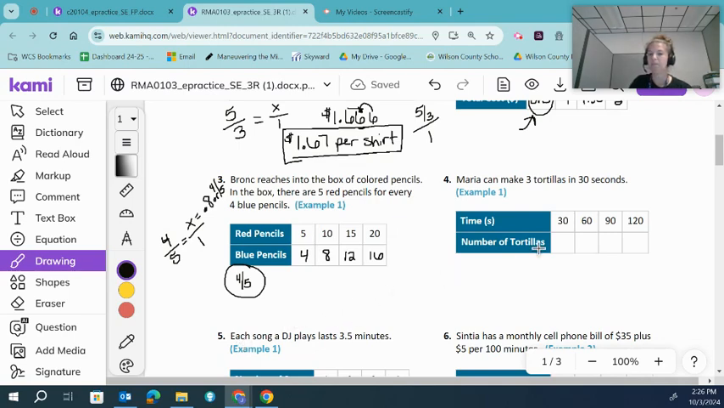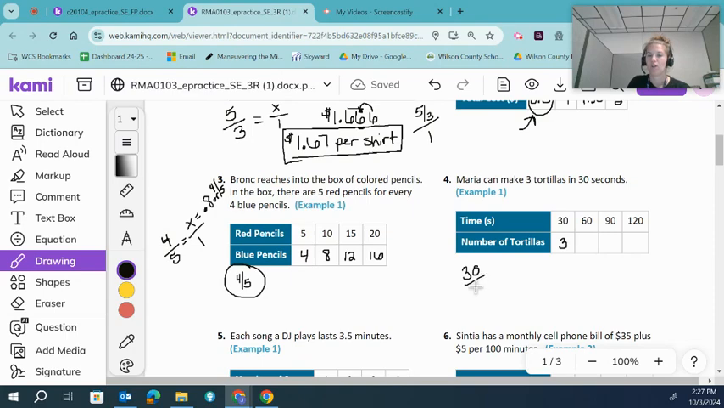Okay, either one is totally fine, but your unit rate or your constant of proportionality would be 4/5. Okay. And last one we're going to take a look at, Maria can make 3 tortillas in 30 seconds. Okay, 3 tortillas in 30 seconds. So how many seconds would it take to make one tortilla? That will find us our unit rate or our constant of proportionality.